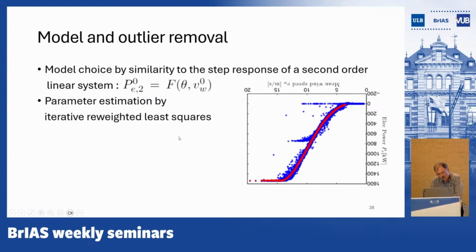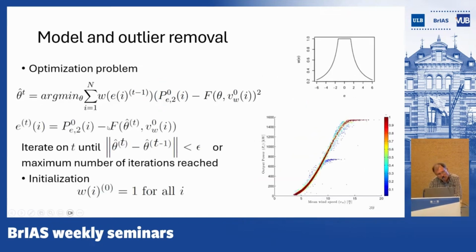To do this, in statistics, it's classical to use iterative reweighted least squares. That means that initially one will solve a least squares problem. So we will sum here over all the samples the square of the errors between the measured power and the estimated power from the model.